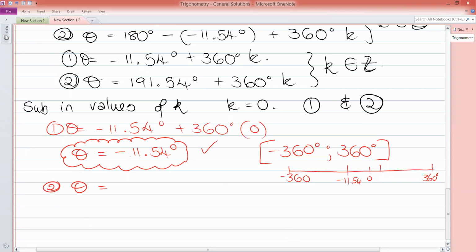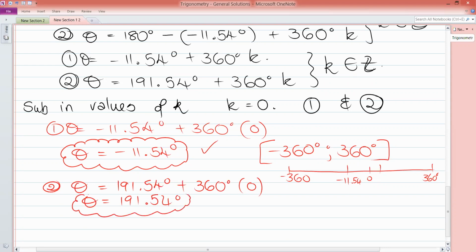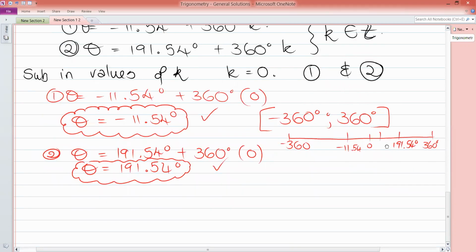Then the second one, 191.54 degrees plus 360, and our k, remember, is 0. So our second value is 191.54 degrees. Does this value fall within our interval? Okay, let's see. Yes, it does. So this one is somewhere here, 191.54. Okay, so we're going to keep that one as well. Now, since we've tested k equal to 0, let's test k equals 1.